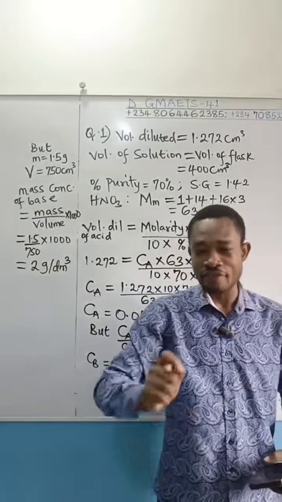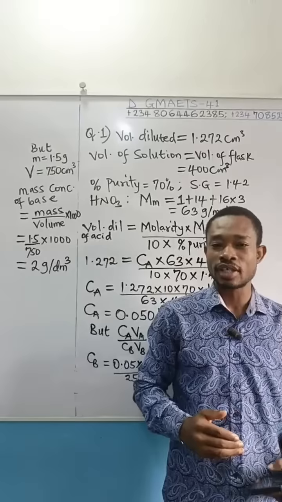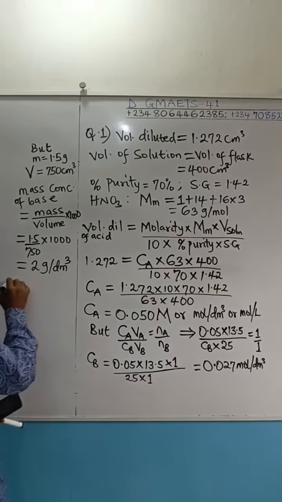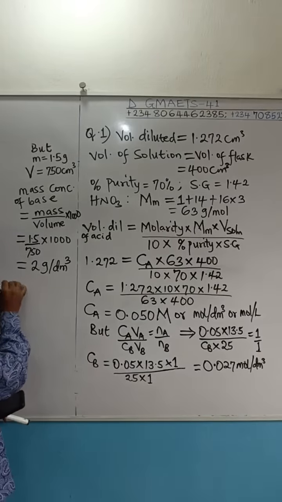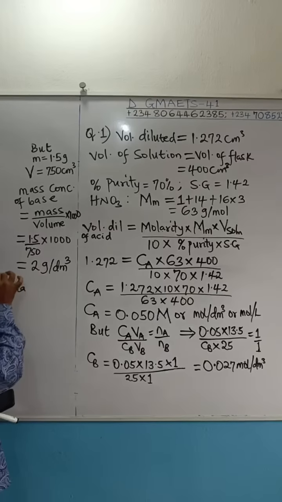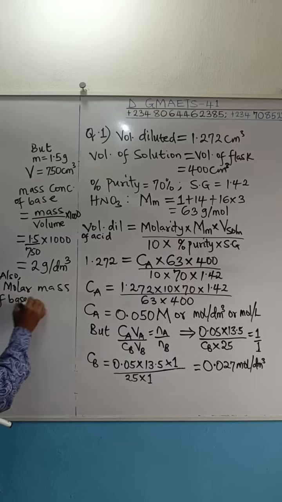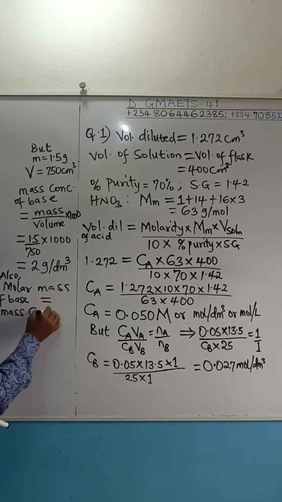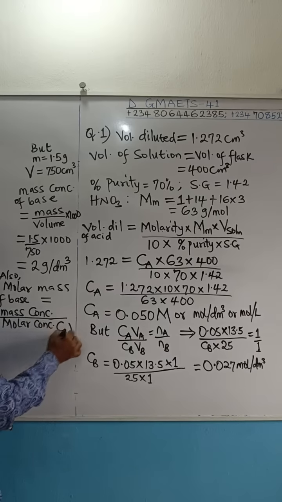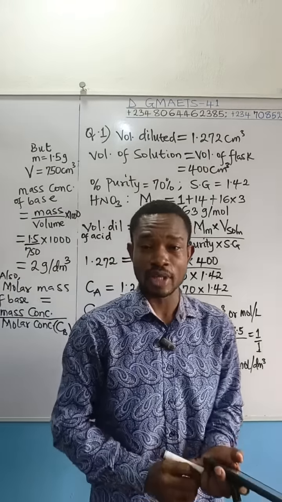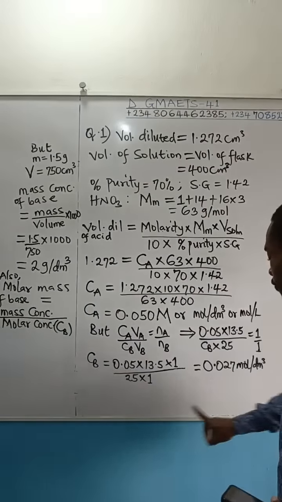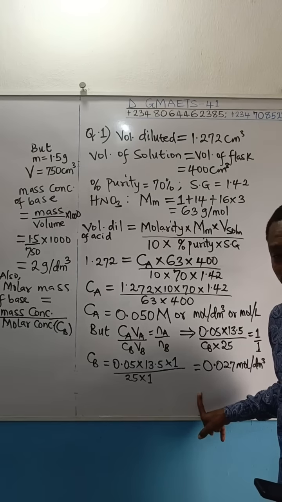From that formula, molar conc equals mass conc over molar mass. If you are writing that formula down, cross multiply and make molar mass the subject of the formula. Finally, the molar mass of the base will be equal to the mass conc of the base divided by the molar conc of the base. And what is the molar conc of the base? It is simply Cb, the molarity of the base, which we have already calculated using the CAVA formula. Is that okay?